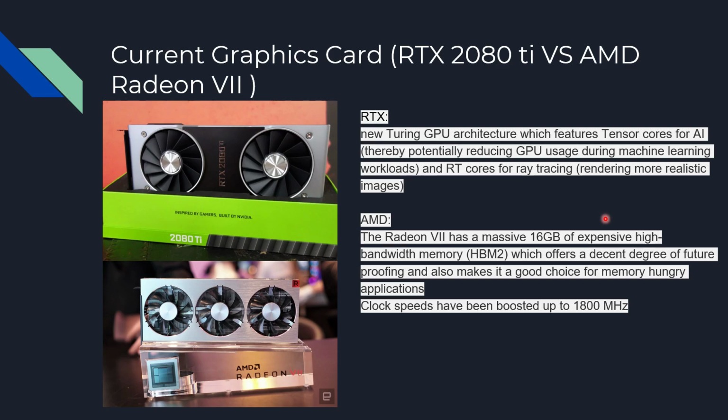The next graphics card is the AMD Radeon 7. It has a massive 16 GB of expensive high bandwidth memory, which offers a decent degree of future proofing and also makes it a good choice for memory hungry applications. Clock speeds have been boosted up to 1800 MHz.